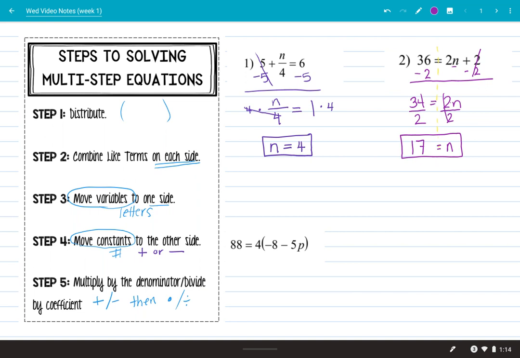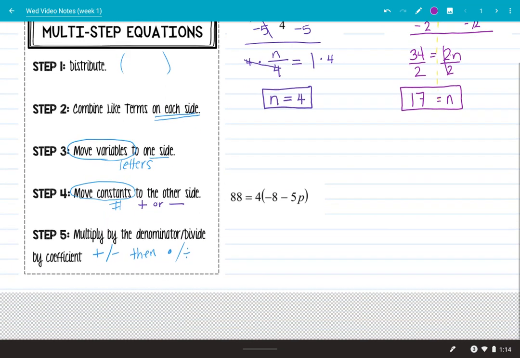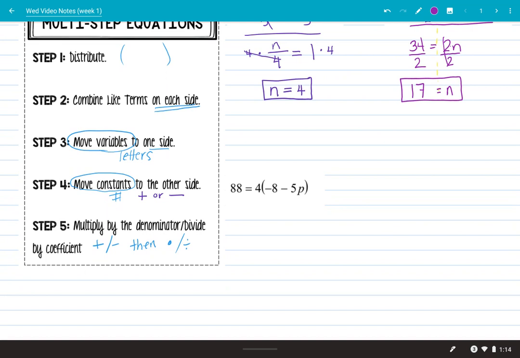Okay, now the next one, we do see that we have a parentheses here. So what we're going to do is distribute everything. We're distributing 4 to everything inside. So we're going to get 88 equals 4 times negative 8. And then 4 times negative 5, or 4 times 5, and we do know that has a multiplication.